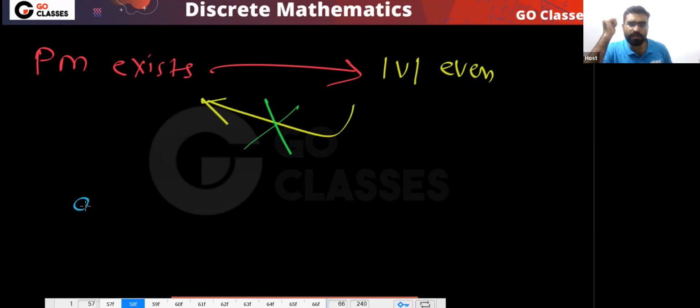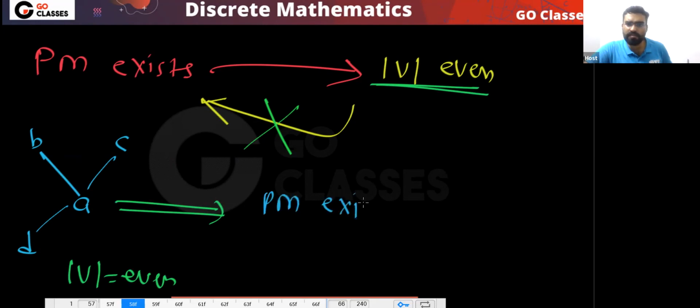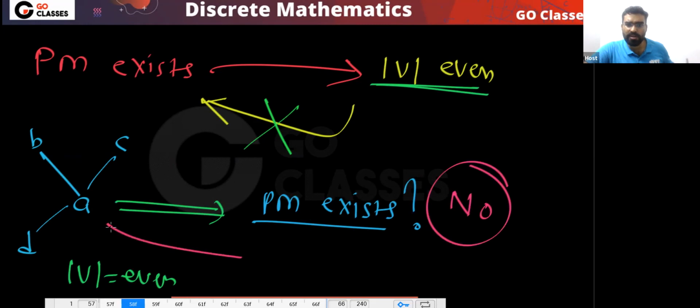Why is this not true? For example, you can take this example with vertices A, B, C, D, E. Number of vertices is even here. But do we have a perfect matching? Can you give me a perfect matching? No. There is no perfect matching. For this graph, what is the matching number? The matching number is 1. The largest matching you can create is only 1.